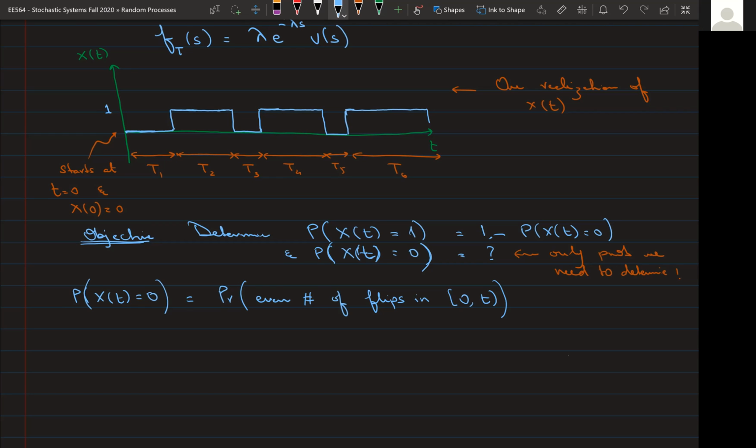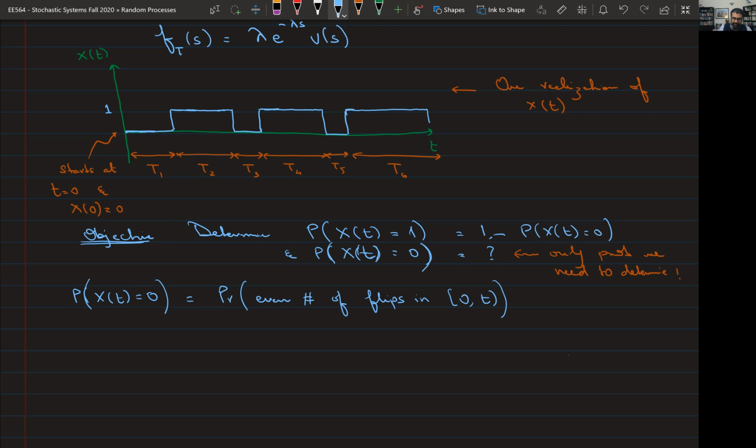Yes, sir. Right? And if there were an odd number of flips, what would that be equivalent to? That would be equivalent to the probability that x of t equals 1, because it started out with 0. Okay, so the assumption once again is that it starts out with 0. That's the key. In fact, the even number of flips map to x of t equals 0. Otherwise it would have been the other way around, right?